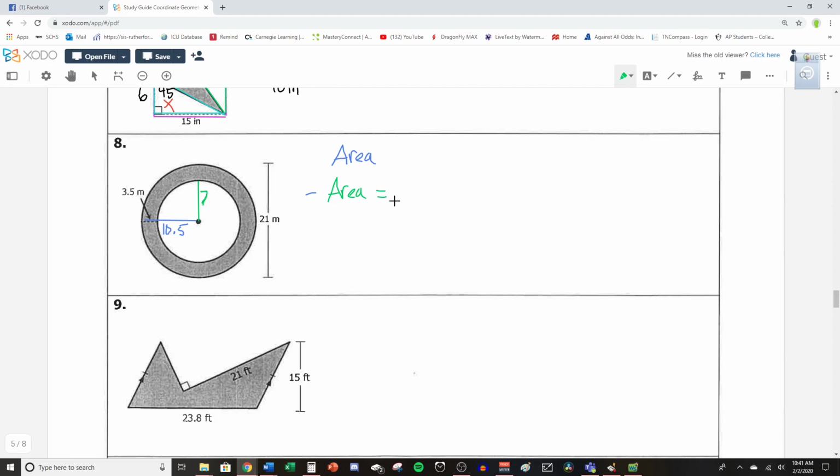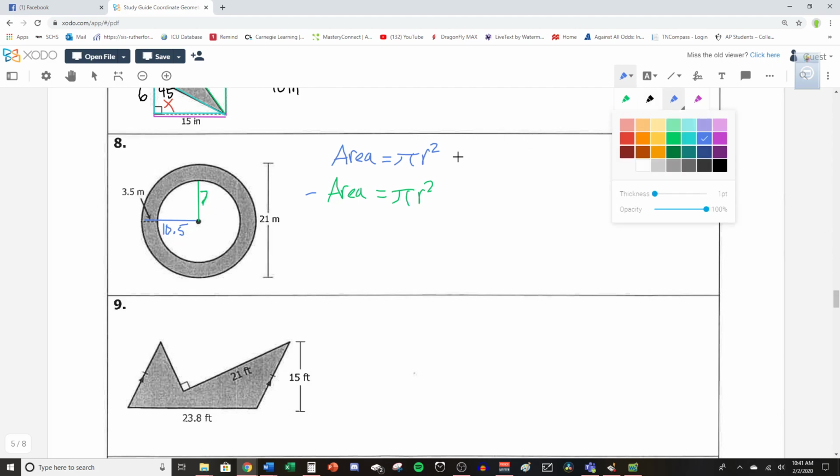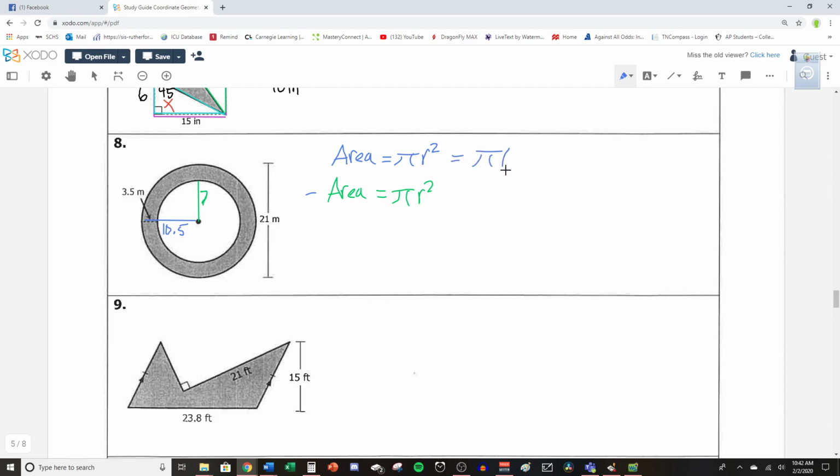Okay. For these, we're using pi r squared for both. So that should make sense. The big circle minus the white area, the white circle here, the inner circle, will give me the gray area that remains. Let's go ahead and do that. So this is pi times r. The radius of the blue is 10.5 squared. And then for this one, it is pi 7 squared. And we'll go ahead and get these calculated.